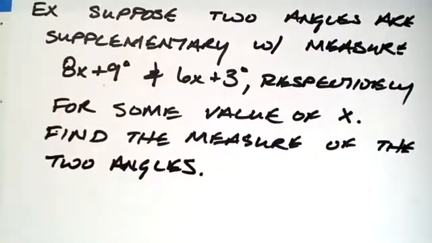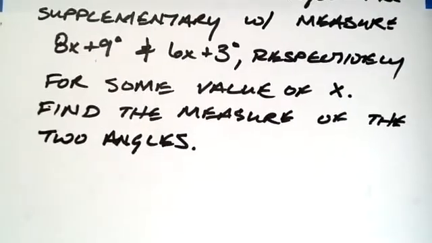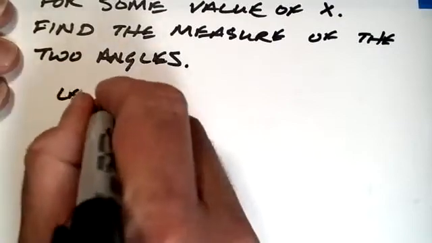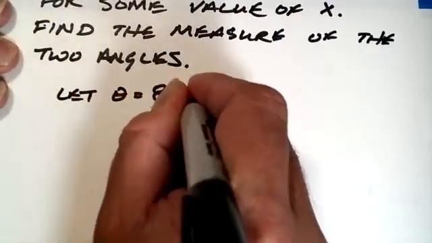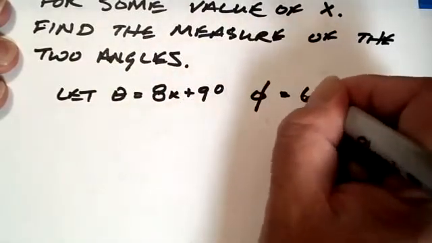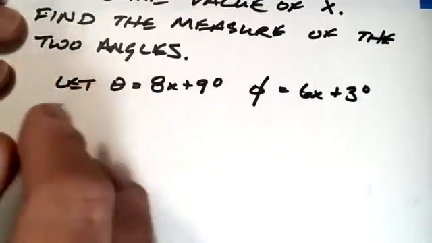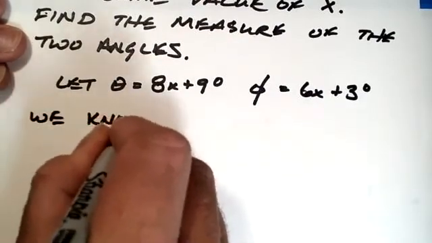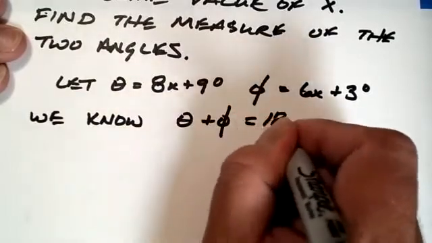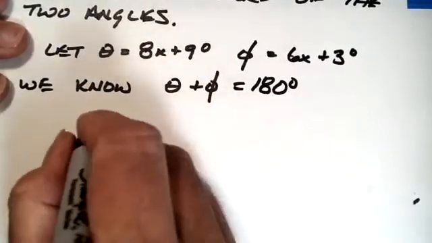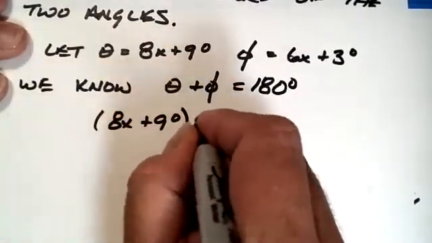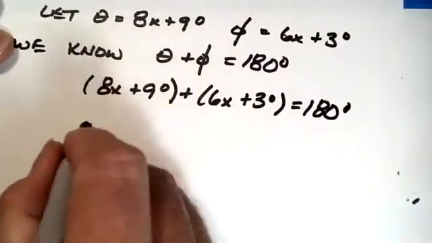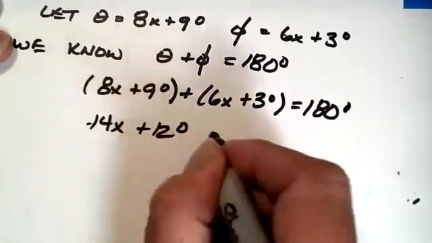So we are trying to be very formal here. So in order to start using a symbol, I might want to define what it is. So since these aren't actually given some kind of representation, I'm going to actually make that first thing. So we'll say let theta equal 8x plus 9 degrees and phi equals 6x plus 3 degrees, okay? Since they're supplementary, we know theta plus phi is equal to 180 degrees. Substitution then yields 8x plus 9 degrees plus 6x plus 3 degrees equal to 180 degrees. And to simplify this algebraically, then we have 14x plus 12 degrees equal to 180 degrees.